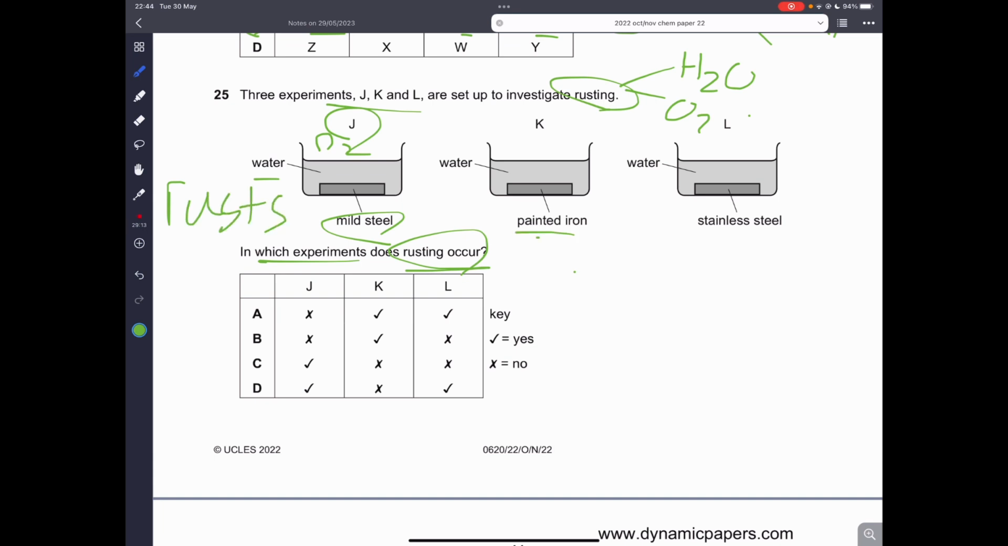Let's look at K. It is a painted iron. Now painting is one of the ways to prevent corrosion, prevent rusting, so this will not rust. And let's look at L. It is stainless steel. Now stainless steel will not rust.